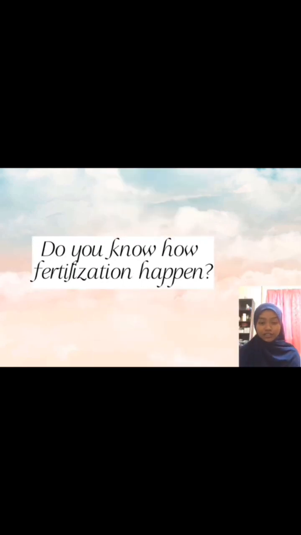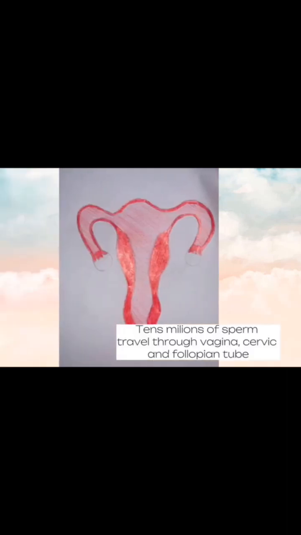Do you know how fertilization happens? Tens of millions of sperm travel through the vagina, cervix, and fallopian tube.